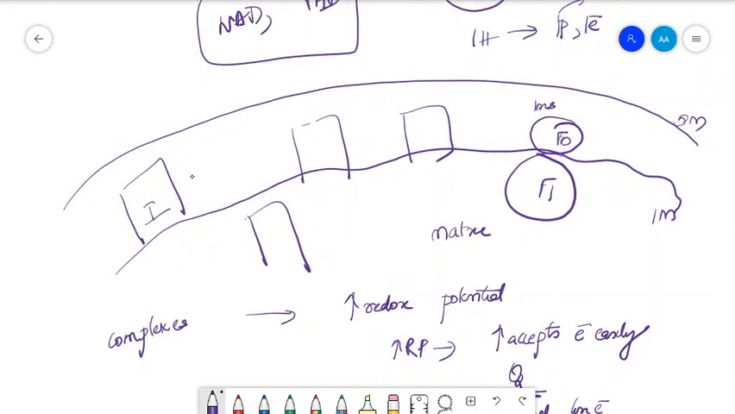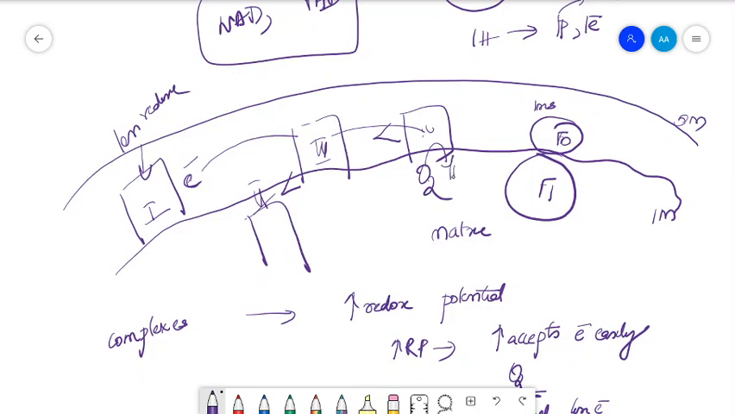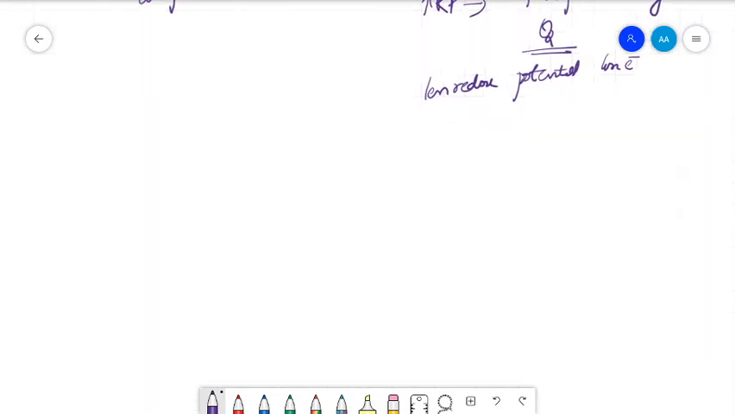In these complexes, the electron is transferred from complex 1, 2, 3 and 4. So complex 1 has less redox potential than complex 2, complex 2 has less redox potential than complex 3, and complex 3 has less redox potential than complex 4. Oxygen, the final acceptor of electrons, is present in complex 4, where it is converted to water. Now what happens in complex 1? NADH has the lowest redox potential among the others, so it enters complex 1.